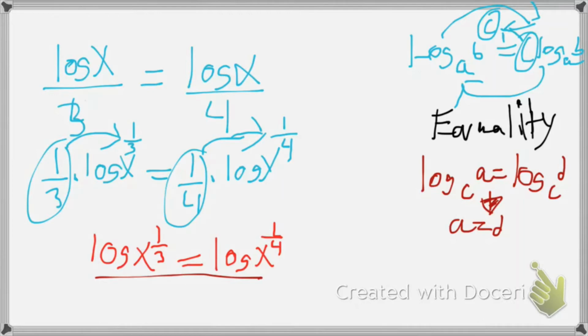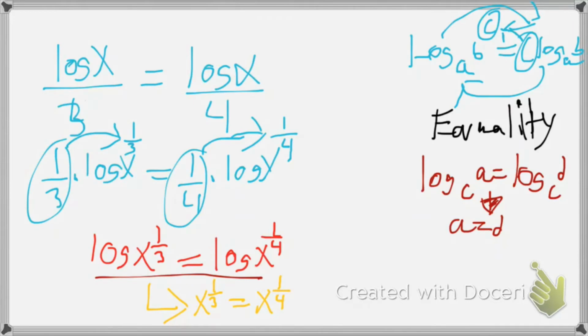So when we do that, this becomes x to the 1/3 will equal x to the 1/4. Now this looks like a simple exponent question. So let's rewrite it: x to the 1/3 equals x to the 1/4.